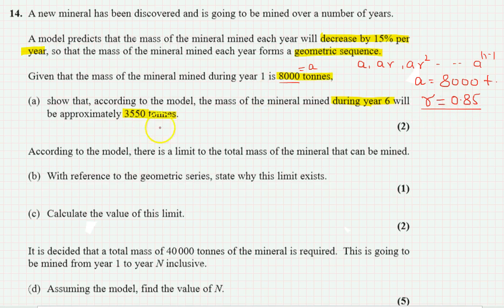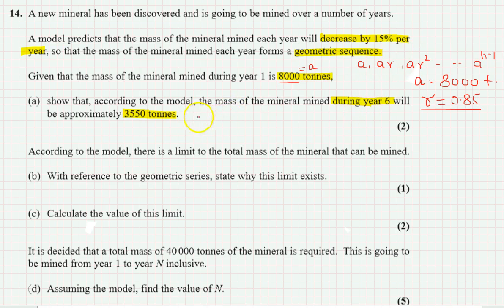This is the most important point here. It is decreasing by 15% per year. It means the remaining is 0.85, that is 85%. If it increases by 15%, then it will be 1.15. If it decreases, then it will be 0.85. Now show that according to the model, the mass of the mineral mined during the 6th year, not during 6 years, means that particular year, the 6th year.